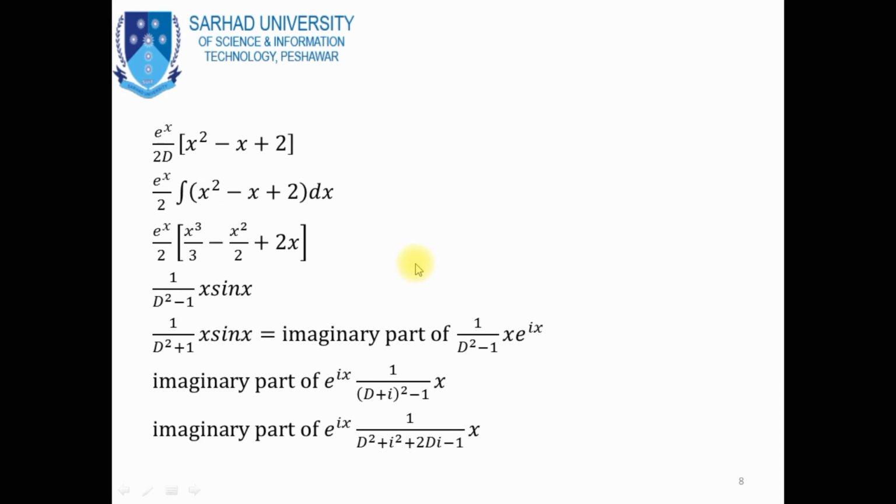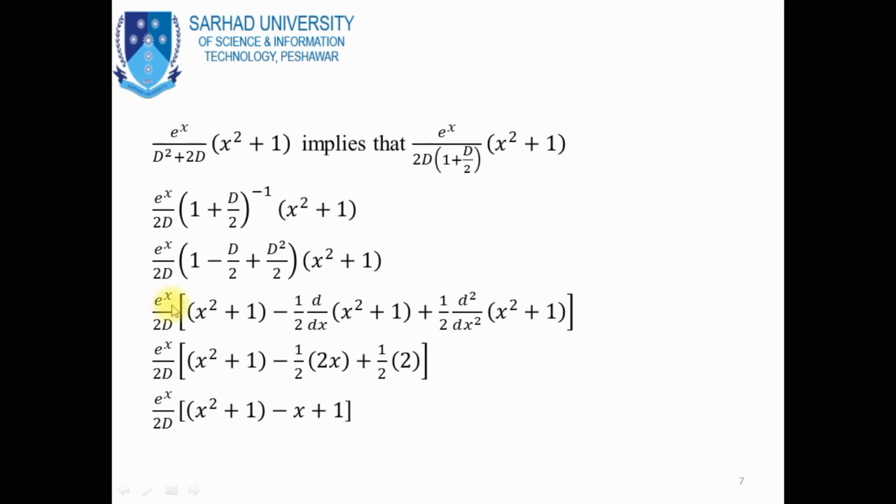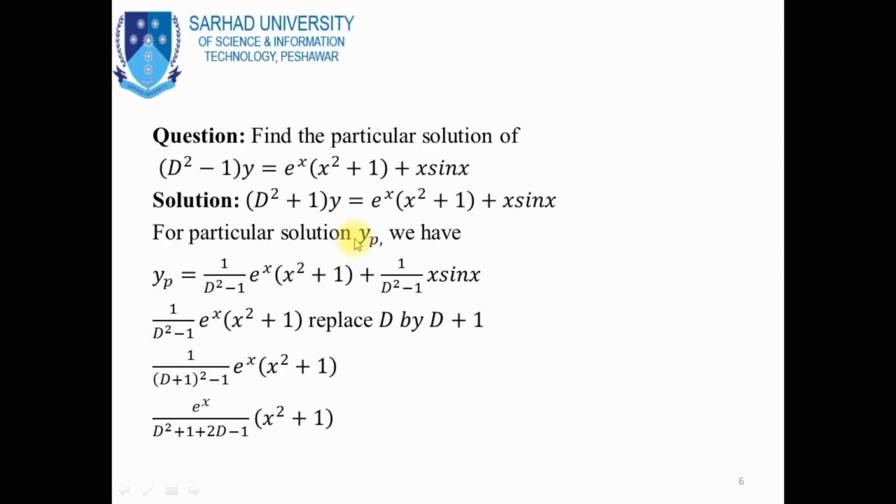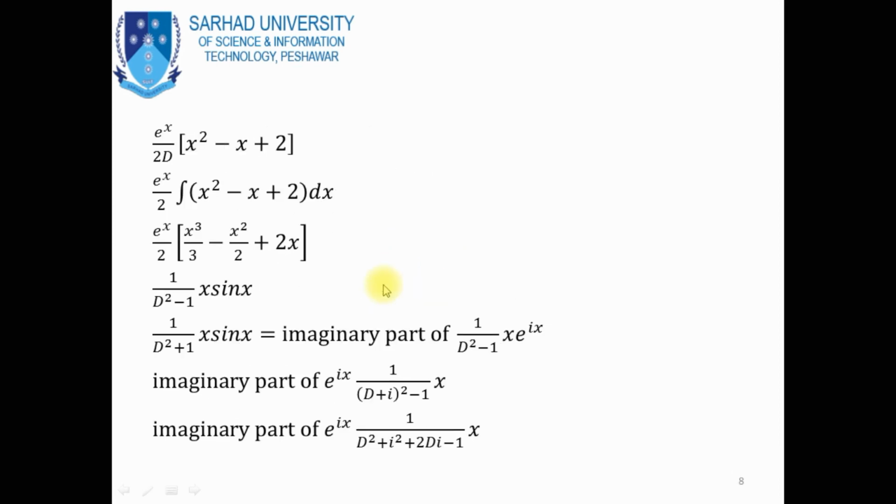solution for the part 1 over D square plus 1 into e power x into (x square plus 1). So now we are going to find the particular part for this part, 1 over D square plus 1 into x sine x.